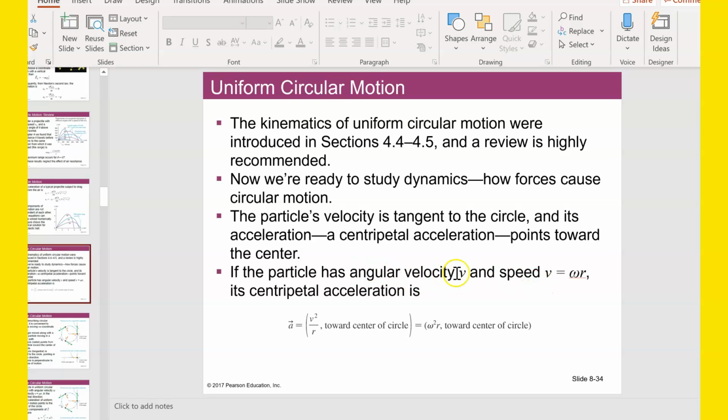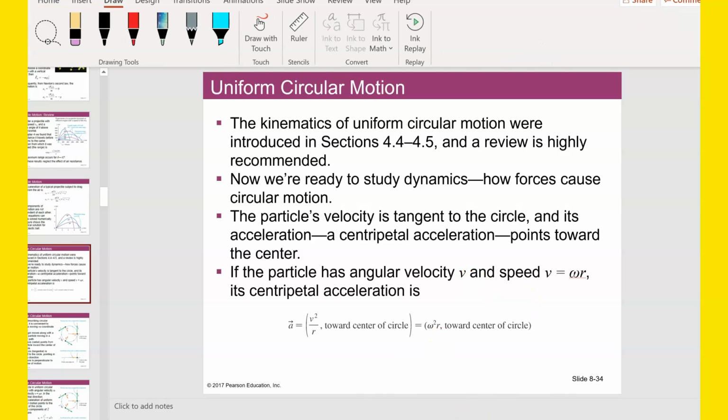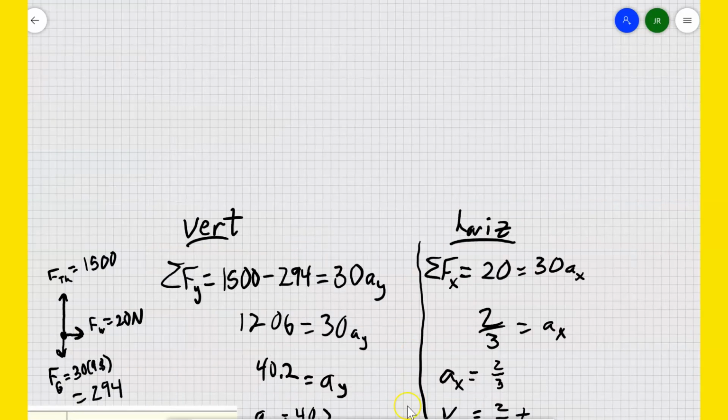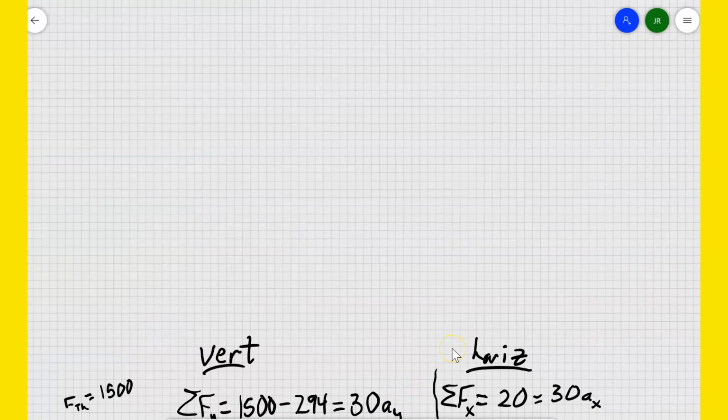We have linear velocity, the synonym for that is tangential velocity. Let me draw that for you. So as an object is going around a circle, something is holding that object toward the center. It has this acceleration toward the center of the circle. It has a tangential velocity.